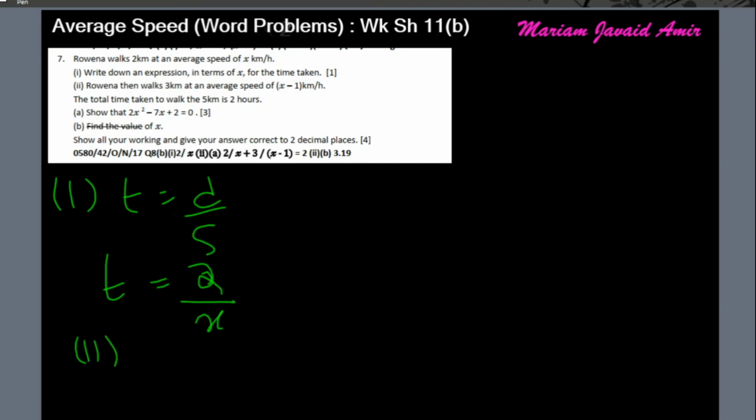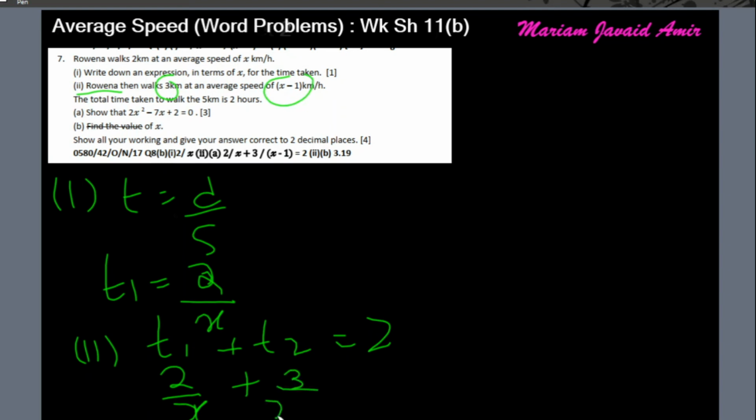For part 2, Rowena then walks 3 km at an average speed of x minus 1 km per hour. The total time taken to walk the 5 km is 2 hours. Show this equation. So the second part is telling us that the total time taken, let's call this time 1, plus time 2 equals 2 hours. Time 1 was 2 by x. Similarly, time 2 would be distance over speed. So this is the distance and this is the speed. So 3 over x minus 1 equals 2.